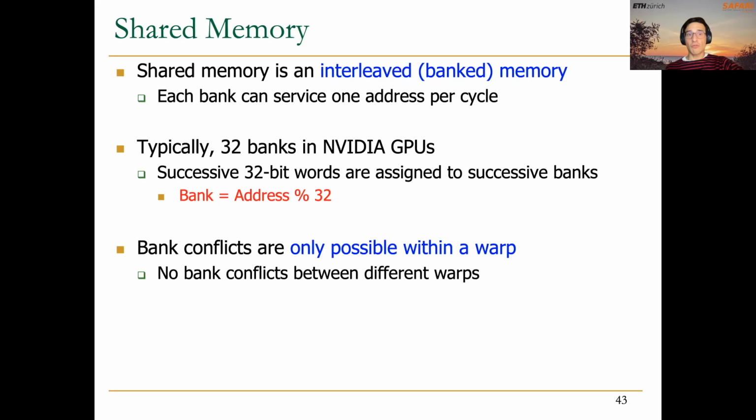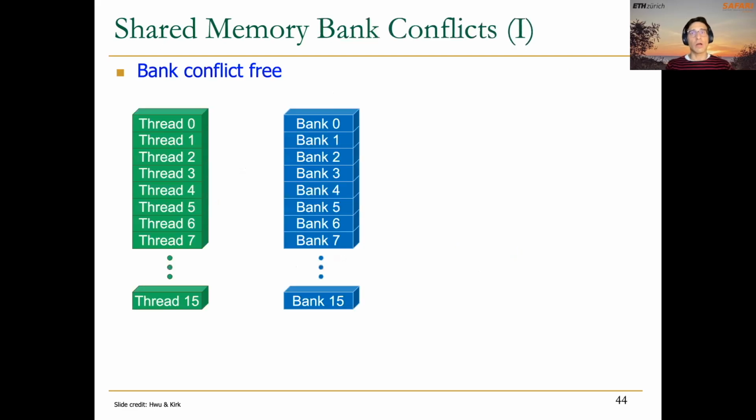There will be bank conflicts whenever we have two threads belonging to the same warp that need to access data that resides in the same bank, because all threads of the warp access at the same time. If these two threads belonging to the same warp need to go to the same bank, they'll have to wait, or one of them will have to wait until the other one is done. Let's first see an example of a bank-conflict-free access.